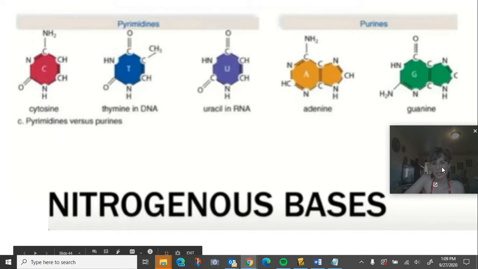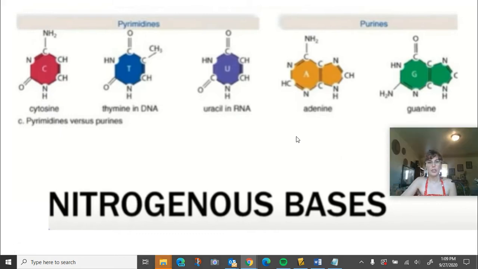Okay. All right. So let's talk about those nitrogenous bases. Okay. So there are 5 nitrogenous bases, and there's 4 that will always be related to DNA, and there's 4 that will always be related to RNA. Okay. So the one that you won't see in RNA will be replaced with a uracil. So you can see, well, let's rewind.